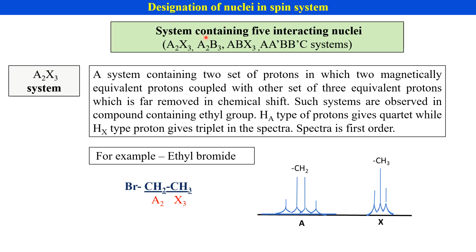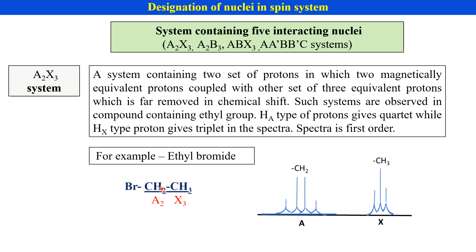Then, systems containing 5 interacting nuclei. First we see A2X3 system. A system containing two sets of protons, A and X, in which two magnetically equivalent protons couple with another set of three equivalent protons which is far removed in chemical shift. Such systems are observed in compounds containing an ethyl group. HA type of protons gives a quartet, while HX type proton gives a triplet in the spectra. The spectra is first order. This is A2X3 system. The simple example is ethyl bromide.